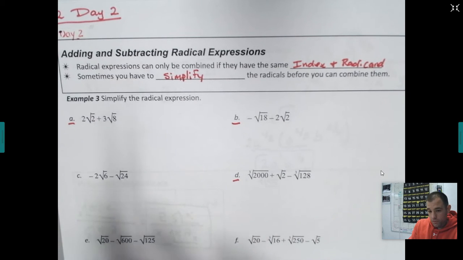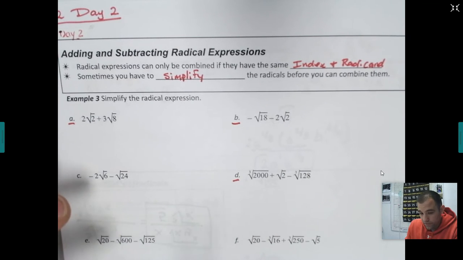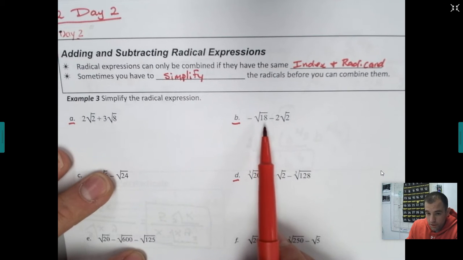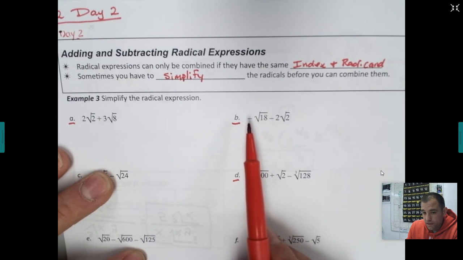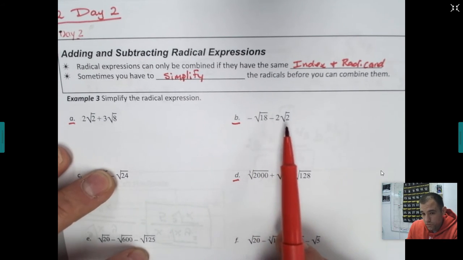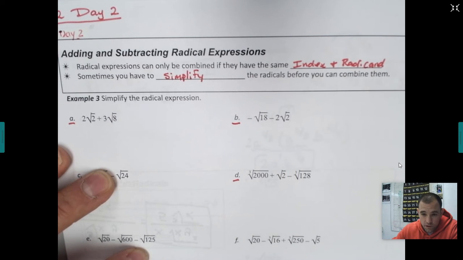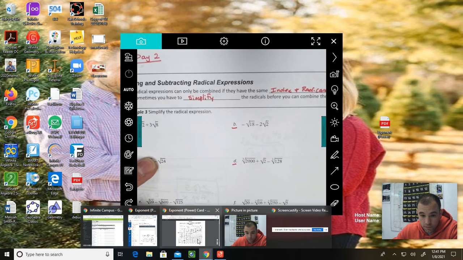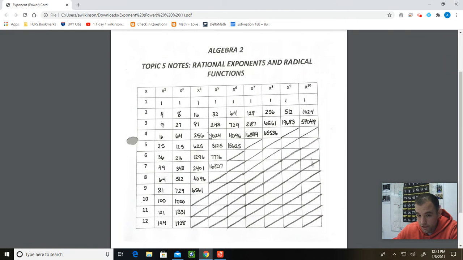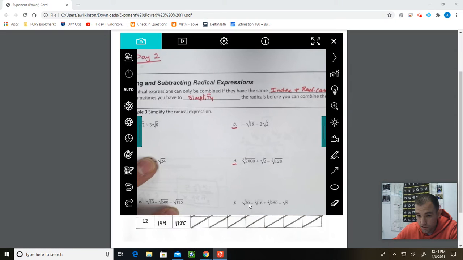Now, you see a bunch of examples. We're not going to do them all. We're just going to do 3 of them, and we're actually going to start with B right here. It says negative square root of 18 minus 2 square root of 2. One of the things that's really going to help you is this power card. Let me pull it up for you real quick. Remember, this is posted on our modules, and this will help us because we're going to have to find some squares and cubes and things.